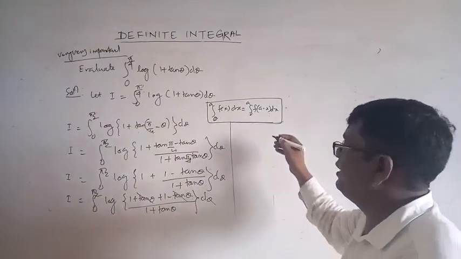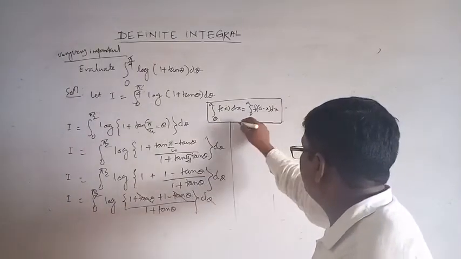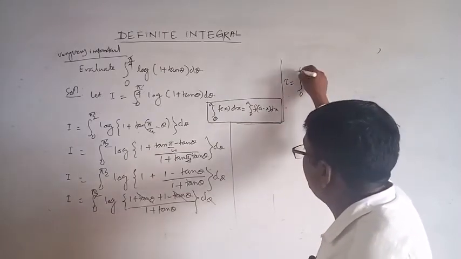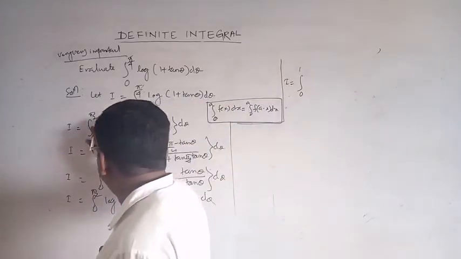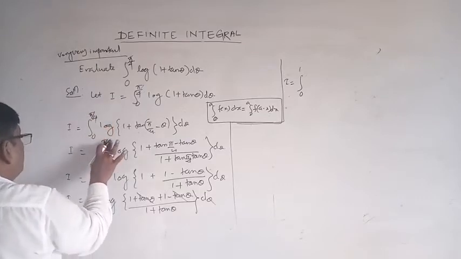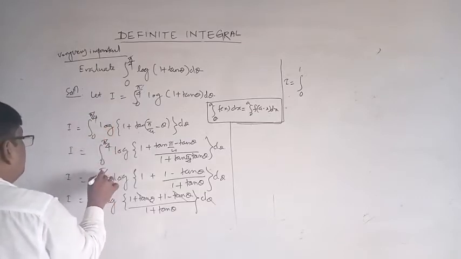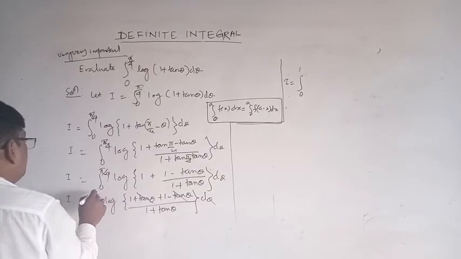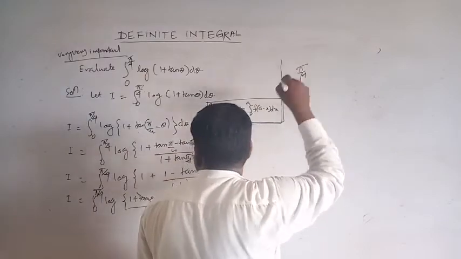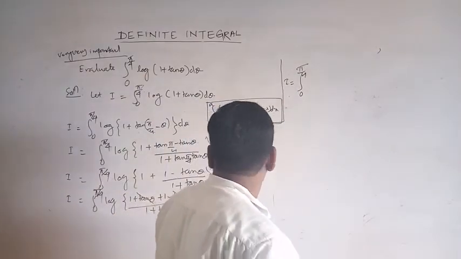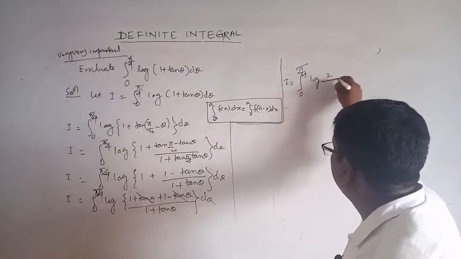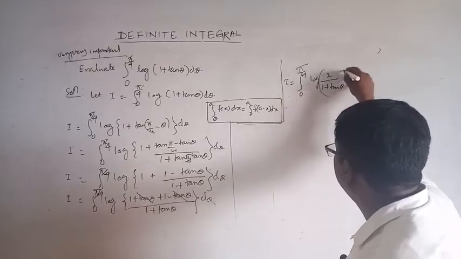So I is equal to the integral from 0 to pi by 4. This is pi by 4, not pi by 2. The limit is pi by 4 here, and this is also pi by 4. The limit is not pi by 2, the limit is pi by 4. So 0 to pi by 4 of log of 2 by 1 plus tan theta d theta.